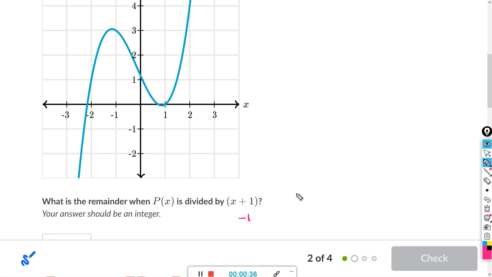So in order to find the remainder when p of x is divided by x plus 1, we want to plug in -1 in place of x in the polynomial. But we don't have an equation, we have a graph. So let's go to x equals -1. This is the x-axis, and here is x equals -1. At x equals -1, the graph is right here, and the y-coordinate is just 3. So that's it. You put 3 in the box.